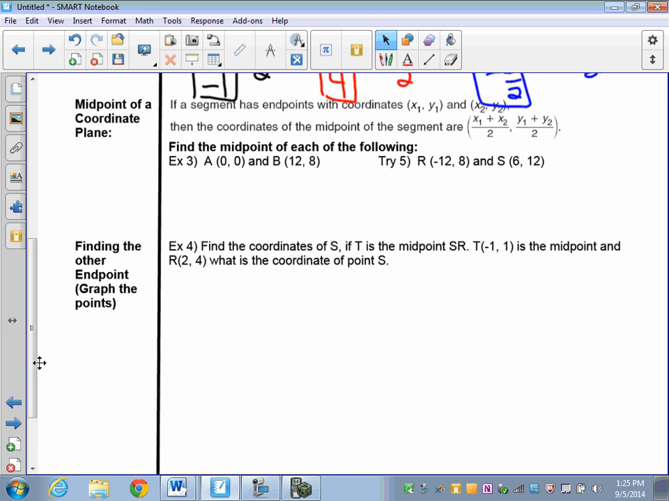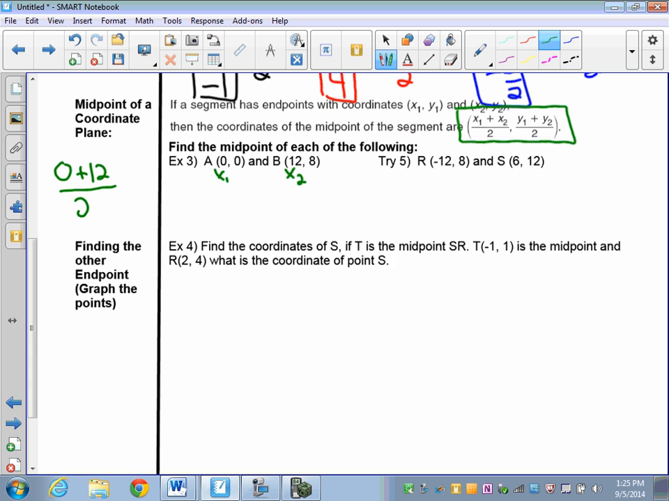If I want to find the coordinate of a midpoint on a coordinate plane, all I do is use that same midpoint formula we just learned twice. I take the average of the x's and the average of the y's. So all I'm going to do is x1, x2, that's going to be 0 plus 12. I'm going to divide it by 2. And the other coordinate is y1 and y2. So I'm going to have 0 plus 8 over 2.